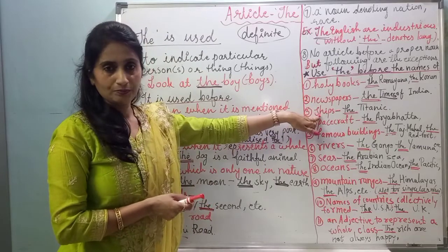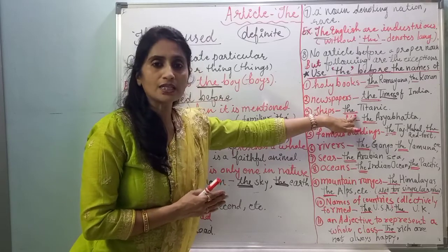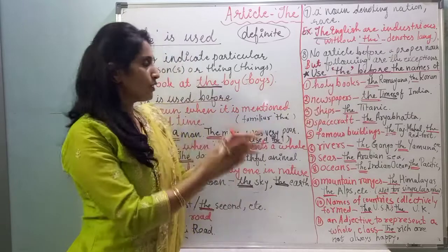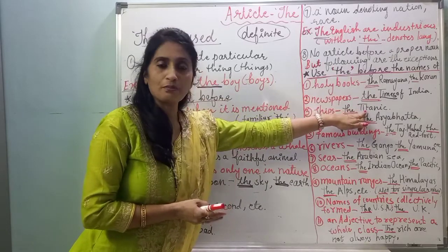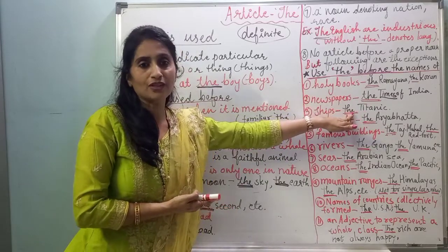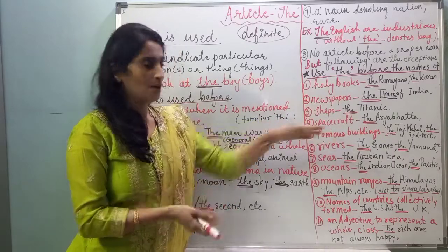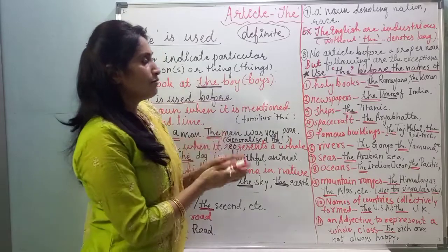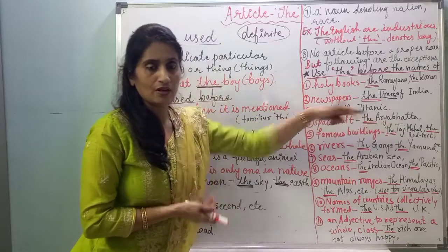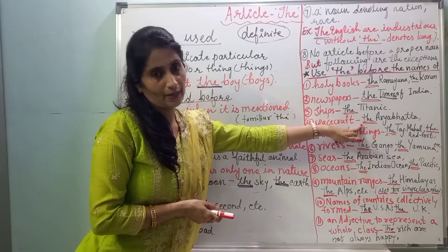Number 3, ships. Before the names of the ships, we should make use of the article the. For example, the Titanic. You are here talking about a particular ship, Titanic. The name of the ship is given and so make use of the article the there. Okay, then spacecraft. Before the name of the spacecraft, we should make use of the article the. Here I have written Aryabhatta. It is the name of the spacecraft and so use the before the name.